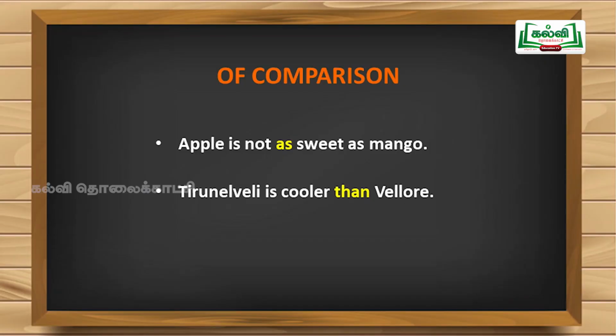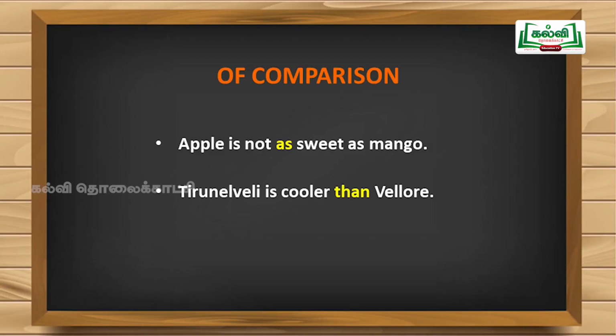Then, of comparison. So, when we compare two or more things, like in degrees of comparison, we use as and as. Example, apple is not as sweet as mango. You can say anything. Lemon is not as sour as maybe any other fruit. Then bitterness, for bitter gourd you can use bitter gourd is not so bitter as adalakai, like that.